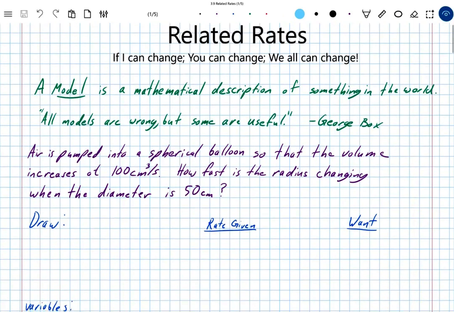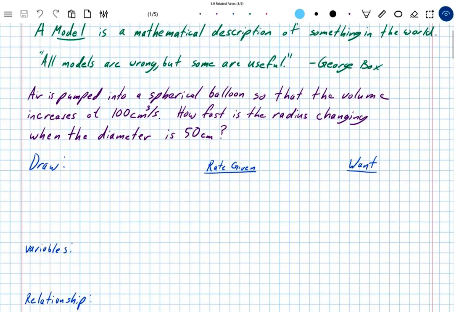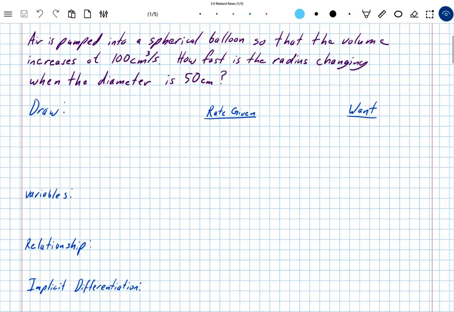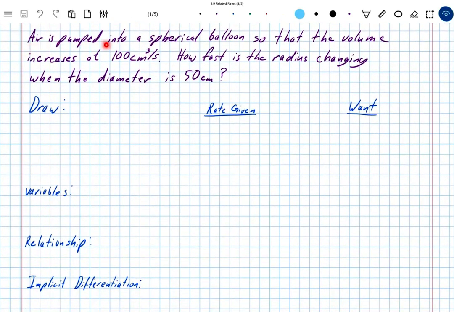Enough talking. Let's do an example. We'll talk a bit more about the places people get hung up in a minute. So, air is pumped into a spherical balloon. Again, most balloons aren't exactly spherical, but for this model, it's a good approximation. So that the volume increases at 100 centimeters cubed per second. How fast is the radius changing when the diameter is 50 centimeters?